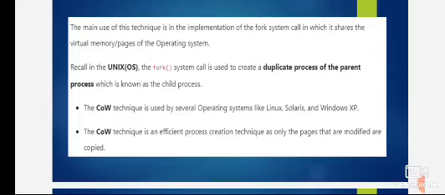Recall that in the Unix operating system, the fork system call is used to create a duplicate process of the parent process, which is known as the child process. The copy on write technique is used by several operating systems like Linux, Solaris, and Windows XP. It is an efficient process creation technique, as only the pages that are modified are copied.